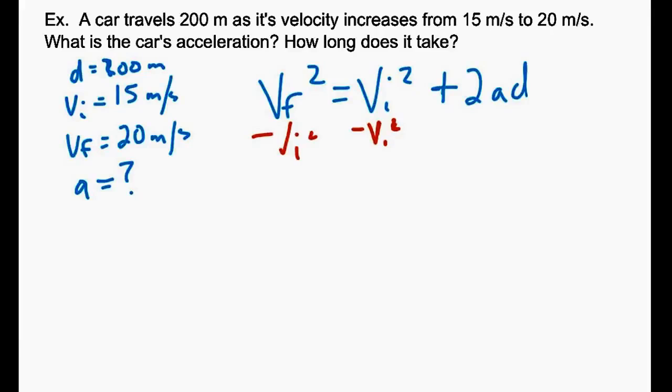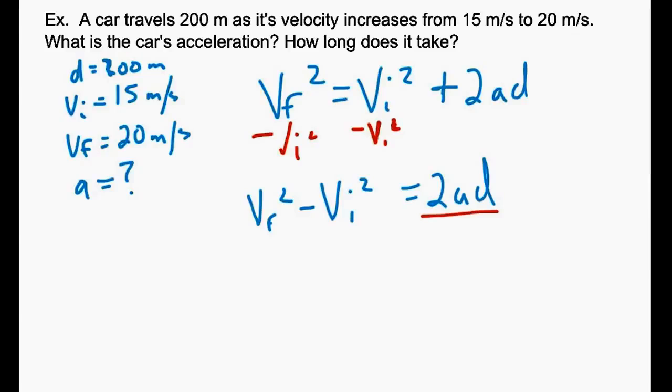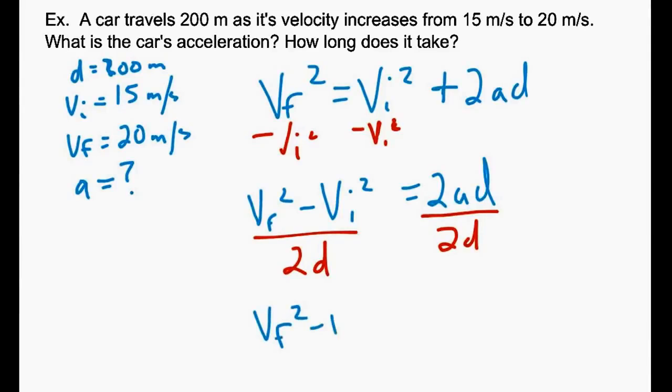Okay, so we'd end up getting VF squared minus VI squared equals 2AD. And then the last step is we want to get rid of the 2D, so we could divide by 2D. So our rearranged formula then would be (VF squared minus VI squared) divided by 2D equals A. Okay, some people have a tough time rearranging formulas, but I just want to show you that it will work.